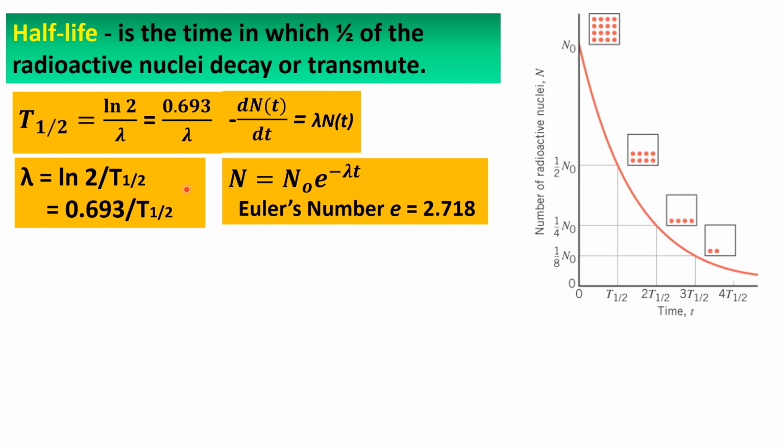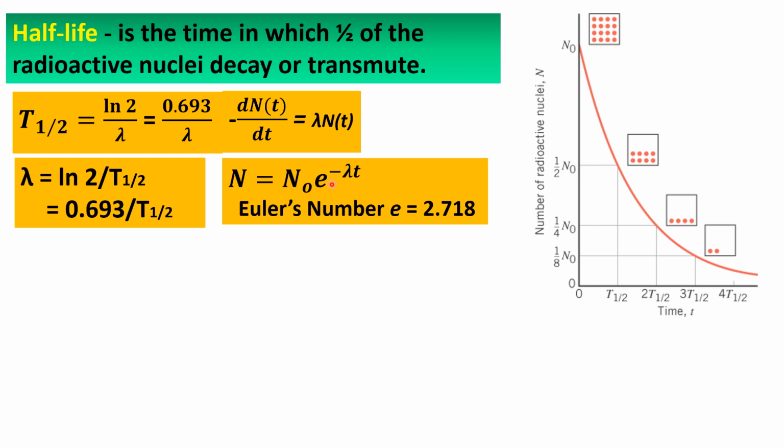In other words, when you are determining the number of nuclei remaining, you first find the value of Euler's number raised to the negative lambda t, assuming you already know the value of the decay constant at a given time t. Then multiply it by the original number of nuclei, N naught. So you'll be able to find the number of nuclei remaining after that time t.